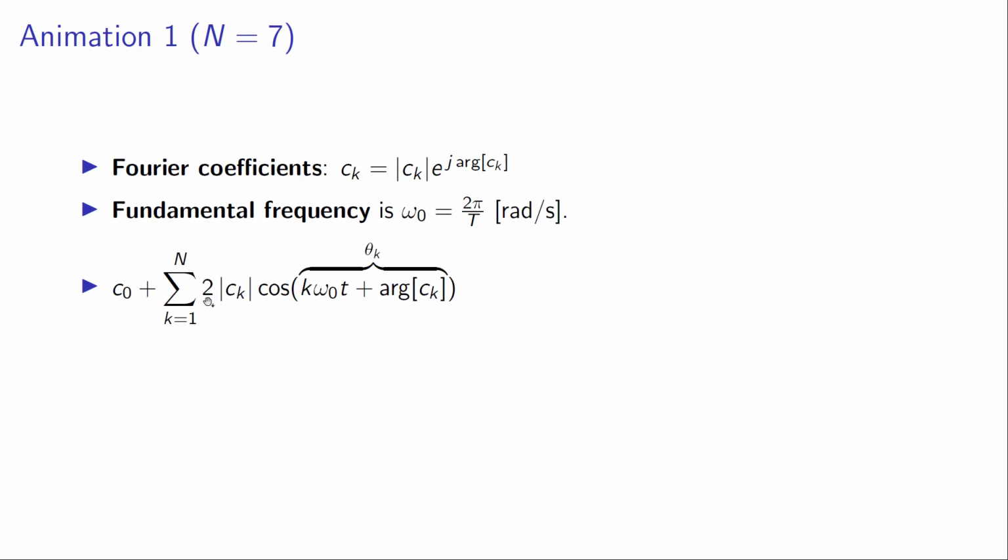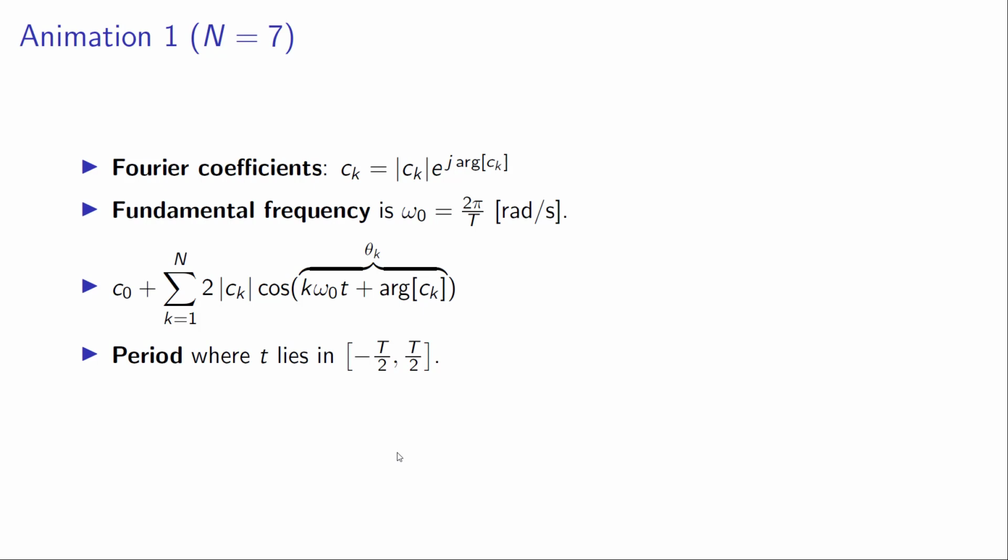You can play with the amplitude of each individual cosine by using the modulus of the corresponding ck, and you can play with the phase shift of each individual cosine by playing with the argument of the corresponding Fourier coefficient. Well, each individual cosine here has a period of T over k, right? So if you sum these cosines, you'll have a function that will still be periodic of period T.